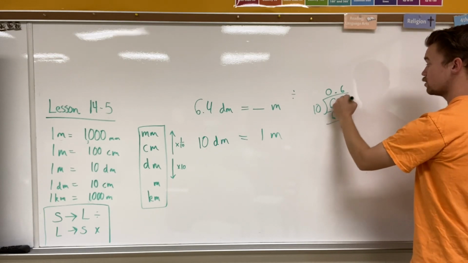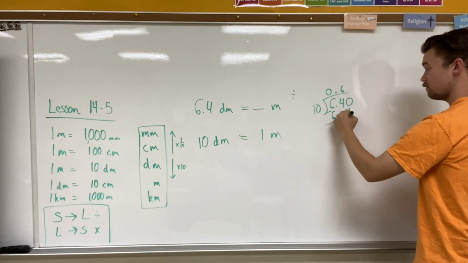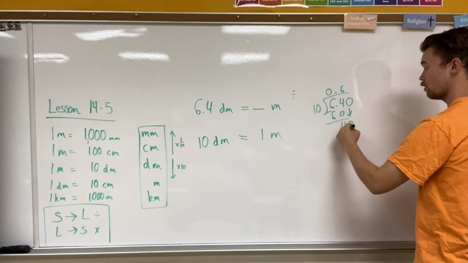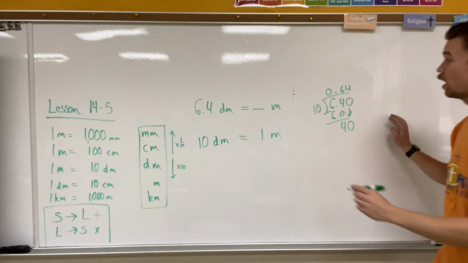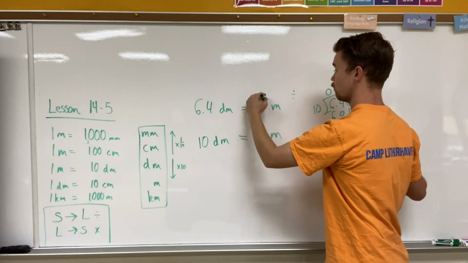I'm going to have to add a 0 at the very end to make sure that this is even. I'm going to bring it down here, and 10 can go into 40 4 times. That would be 64 hundredths. So 64 hundredths of a meter.